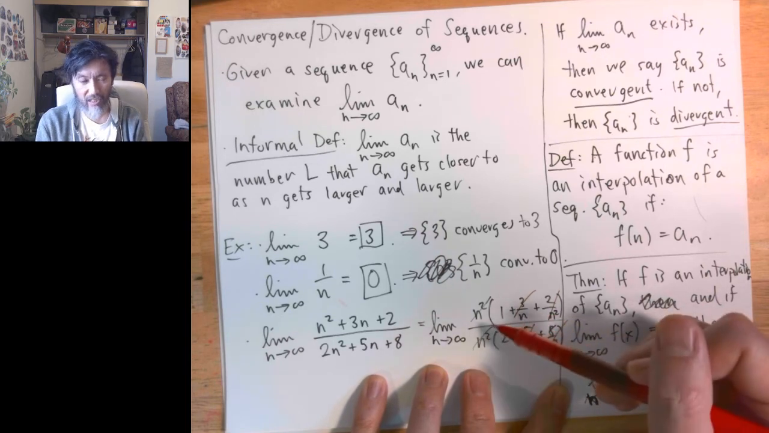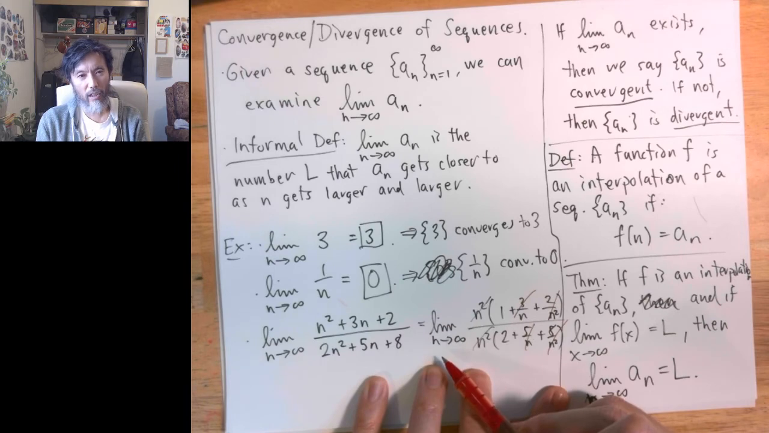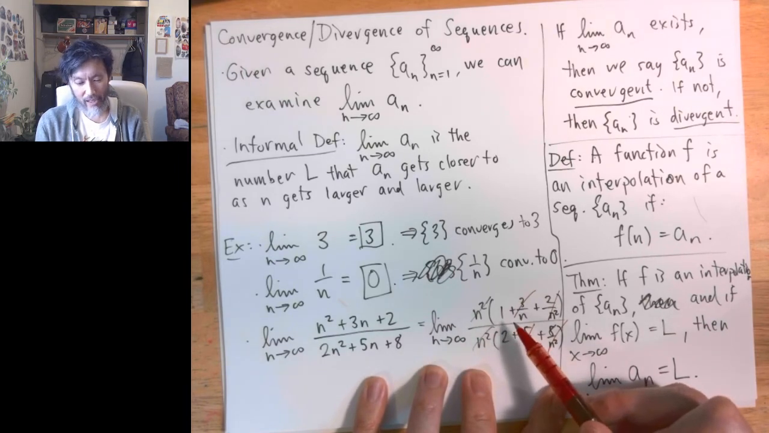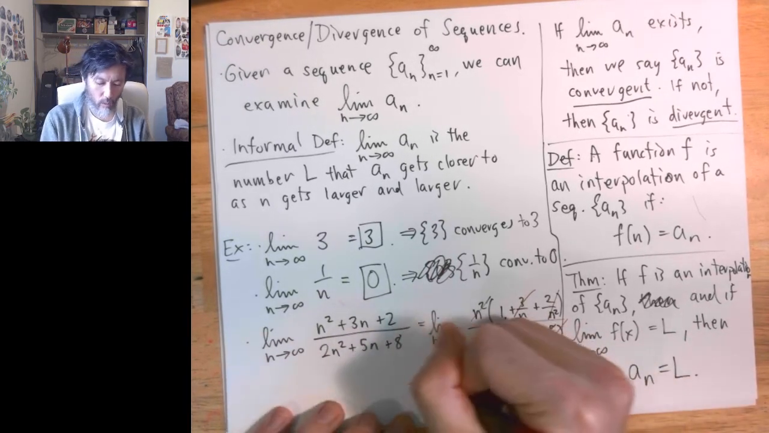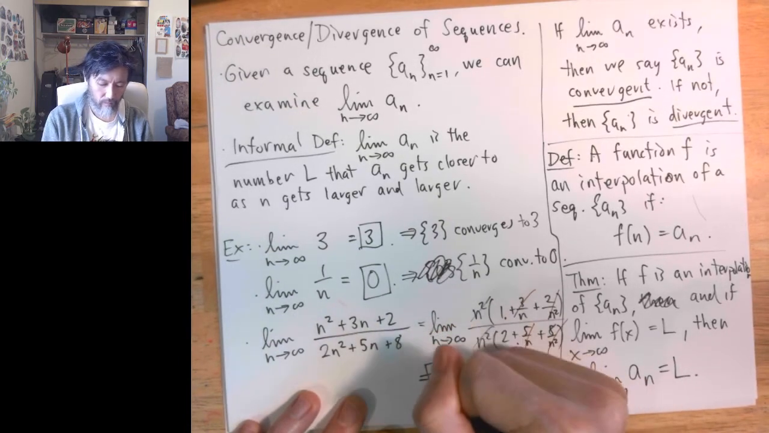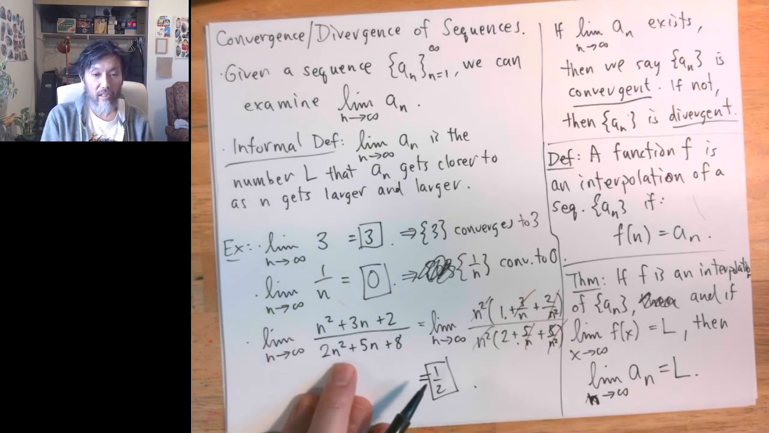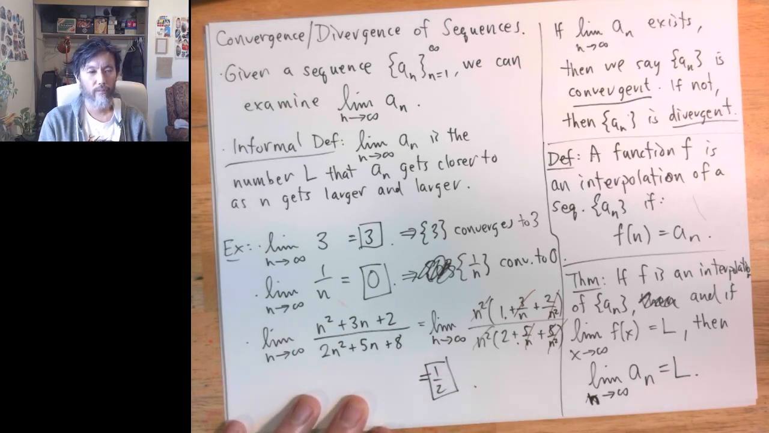And so what do we see left over? What do we see surviving the carnage of n going to infinity? What survives is the 1 in the numerator and the 2 in the denominator. So this limit is equal to 1/2. In other words, this is a convergent sequence, and it converges to 1/2. Does that make sense?